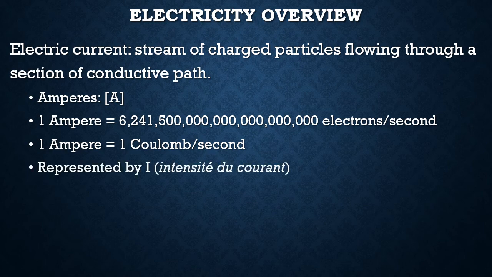We use the symbol I to represent current because André-Marie Ampère, a French physicist who did groundbreaking work in the study of electricity, first called current intensité du courant, or current intensity.